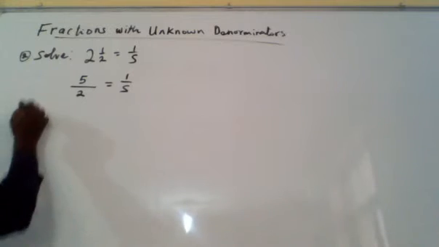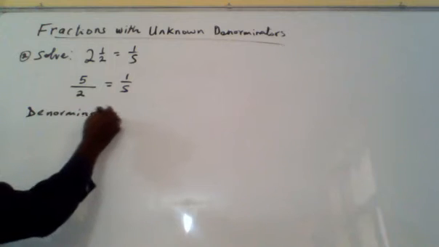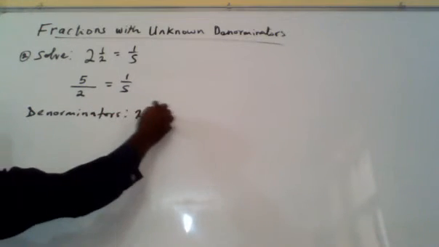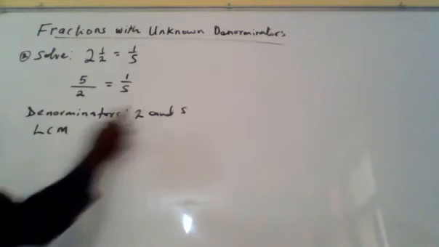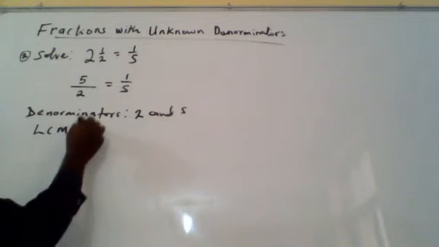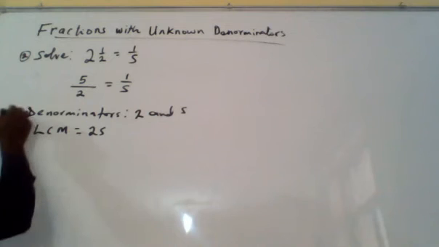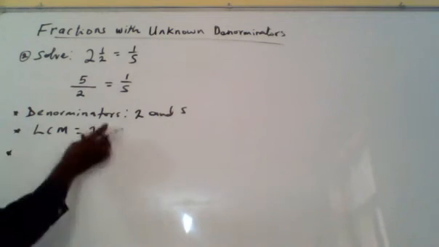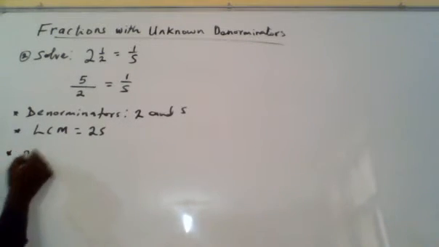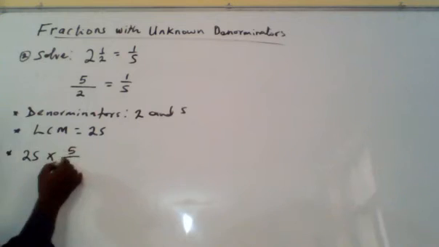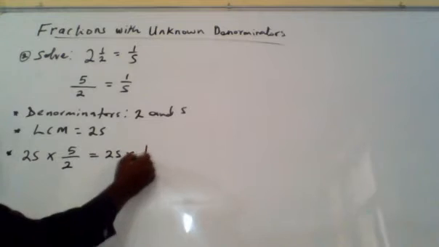So I'll look for my denominators. My denominators are 2 and s. So the next step is to find the L.C.M. L.C.M is always the product of the denominators, and that will be equals to 2s. 2 times s will give me 2s. The next step is to multiply each of the terms in the equation by 2s. That will be 2s times 5 over 2 equals 2s times 1 over s.